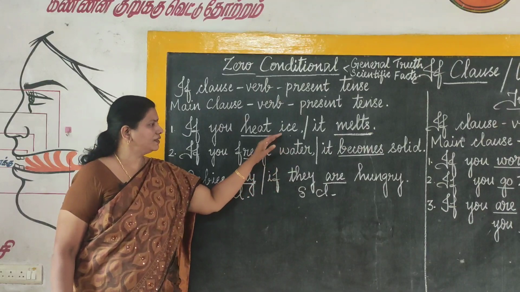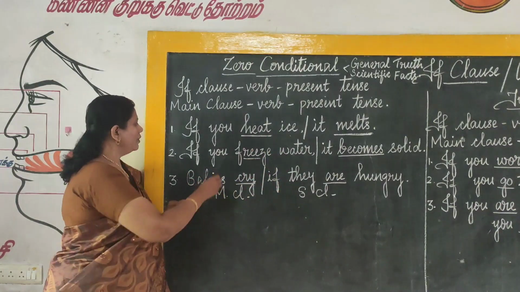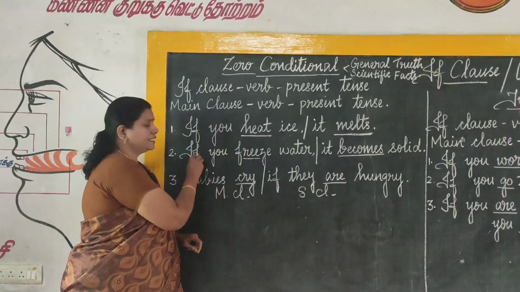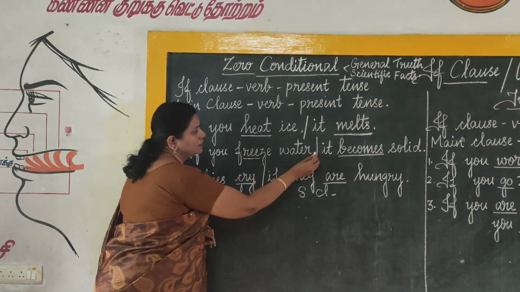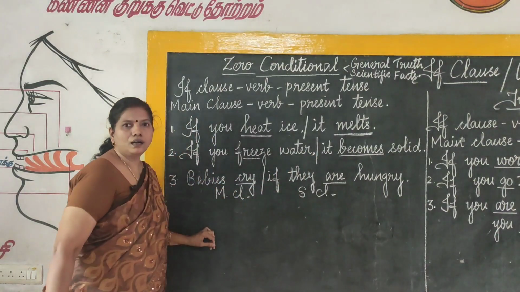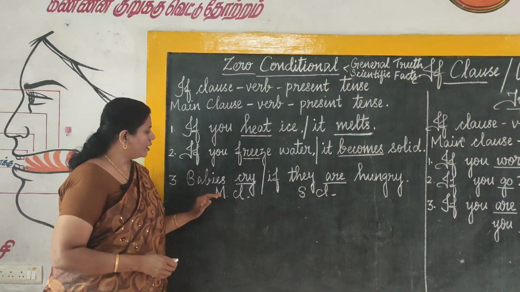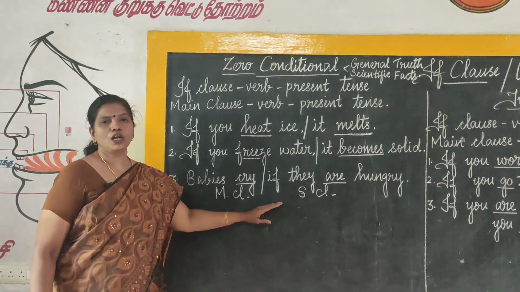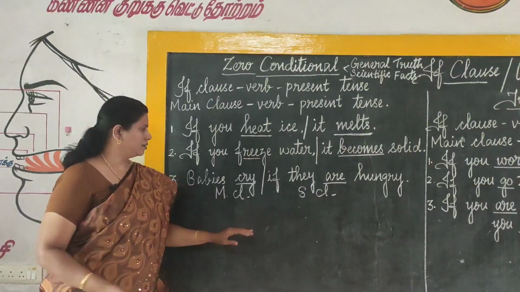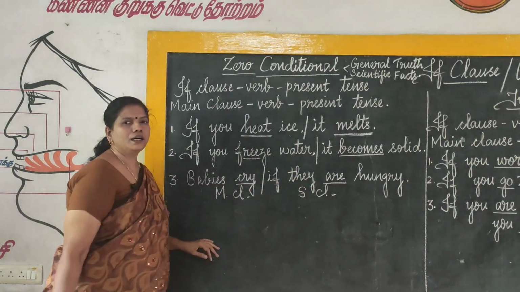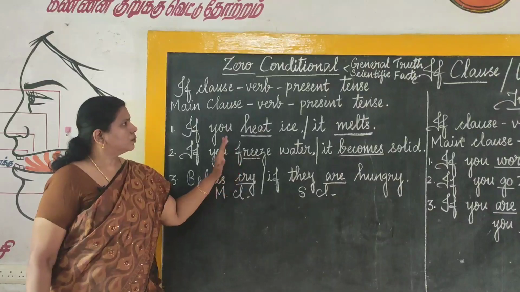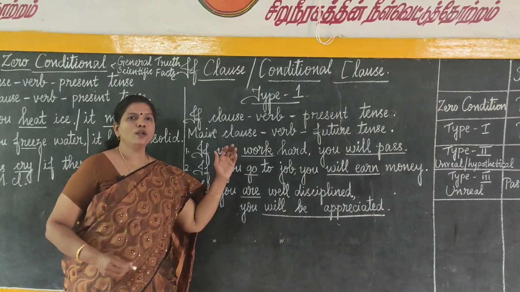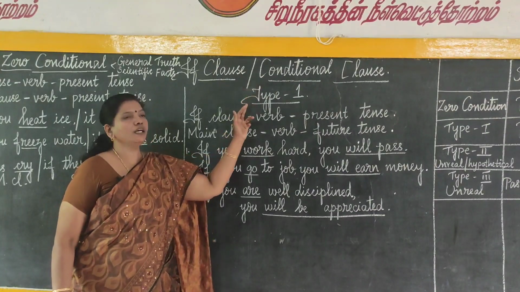The only difference between these two sentences is that when you write the if clause at the beginning of the sentence, there is a comma at the end of the if clause. Whereas when it comes at the second part of the sentence, a comma is not needed. Babies cry if they are hungry. Now let's see conditional clause type 1.